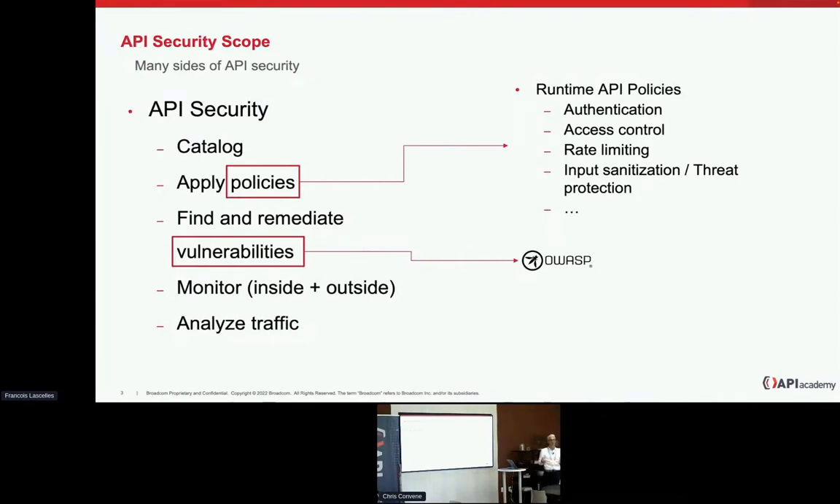You also want to monitor APIs as part of API security scope, right? You want to monitor your APIs from the inside and from the outside. From the inside, you can tell how busy your API is, how healthy it is, and stuff like that. And from the outside, you want to make sure your API is accessible from different geographies. For example, there's no DNS issues. There's nothing in the way between your clients and your APIs. And analyzing API traffic is also part of API security.